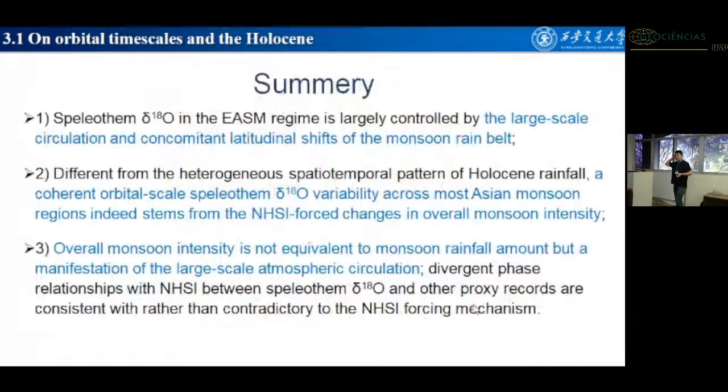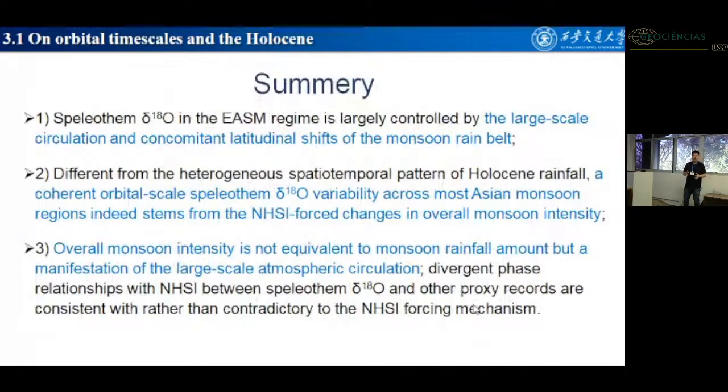A short summary for this orbital time scale. First, the speleothem delta 18O in the East Asian summer monsoon is largely controlled by the large-scale circulation and also the shift of the monsoon rainfall belt, different from the spatial-temporal pattern of local rainfall.